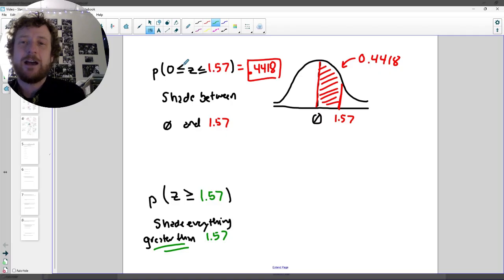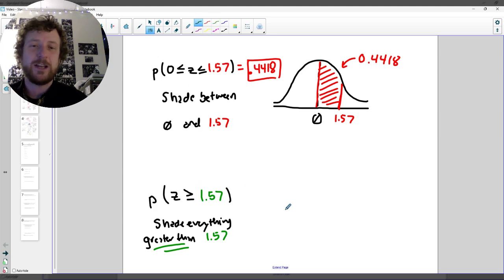Okay. This one I have two symbols. It's everything between 0 and 1.57. When I see two numbers, that's always the way I'll do it. This one has a single symbol and it says greater than. It points to the right. So I'll shade everything greater than 1.57.